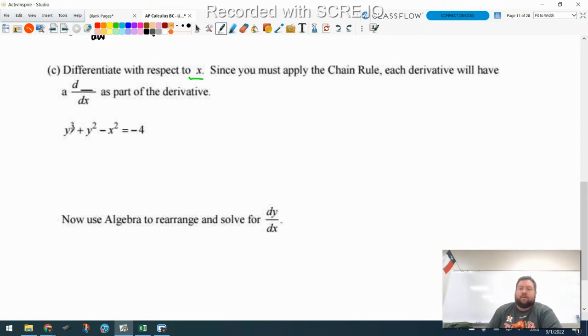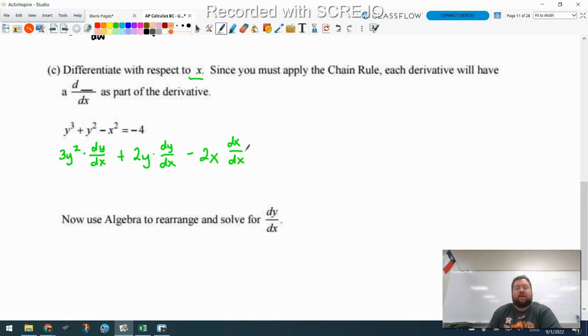Okay, so here's how this works. Same way, basically. We take the derivative, 3y squared, and then we multiply by dy over dx. Okay, just like the other problem. Second term, plus 2y, and we multiply by dy over dx. All right, third term, this is where it changes a little bit. So we still take the derivative, minus 2x. But then if we applied that same rule we've been doing, we would get dx over dx. Okay, and that is what I'm talking about.